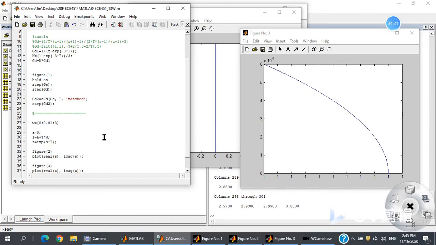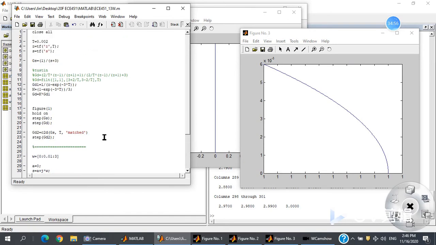E to the negative... Oh, not the real part, the imaginary part. Exponential power of s times t. Omega is 0 to 3. Oh, what is t? My t is too small. I make it large. This one, yeah.